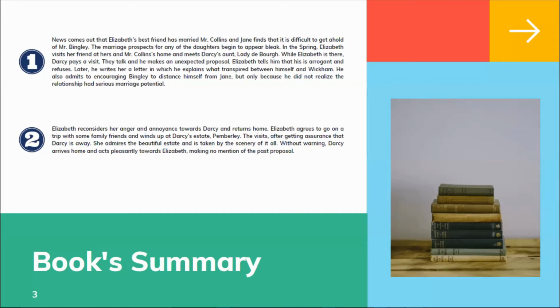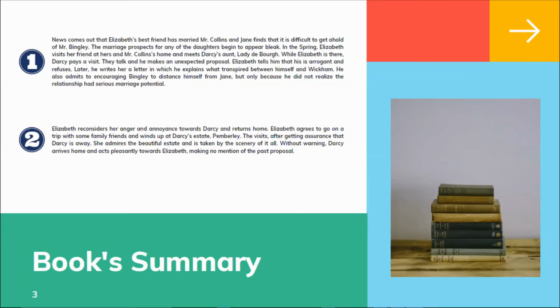In the spring, Elizabeth visits her friend at hers and Mr. Collins' home and meets Darcy's aunt, Lady Catherine. While Elizabeth is there, Darcy pays a visit. They talk and he makes an unexpected proposal. Elizabeth tells him that he is arrogant and refuses.